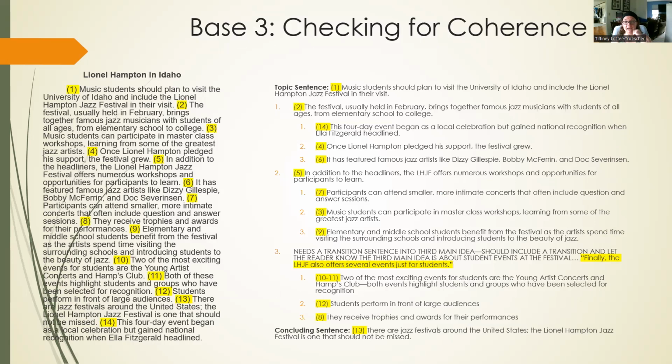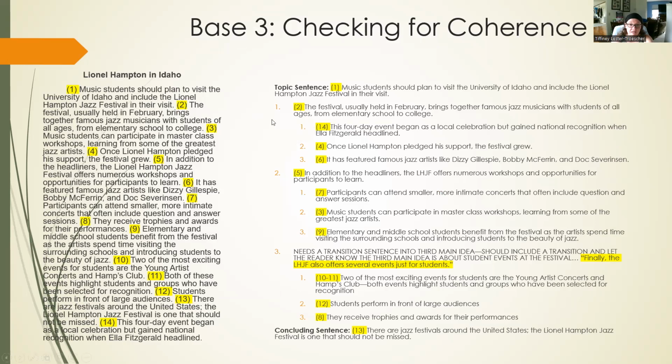So what we have here on this slide is an outline of how the paragraph should have been organized. So our topic sentence, right? And then our first main idea, which was sentence 2, which is where it was supposed to be, right? Festival usually held in February brings together famous jazz musicians with students of all ages from elementary school to college, right?